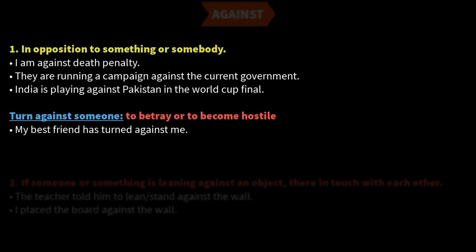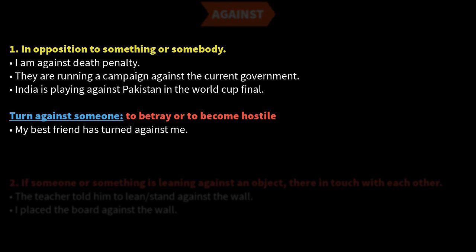Next preposition, against. Guys, against is used to show opposition to someone or something. Let me show you some examples. I am against death penalty. So this is something, death penalty is something that I am against, I oppose, I don't support, right? They are running a campaign against the current government. They are running a campaign against, to oppose the current government.